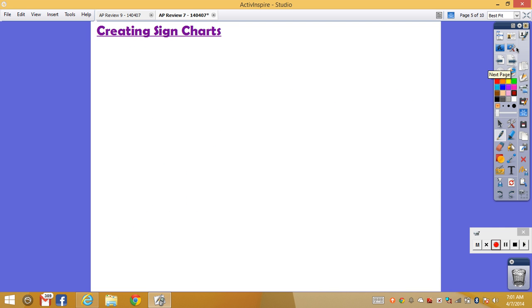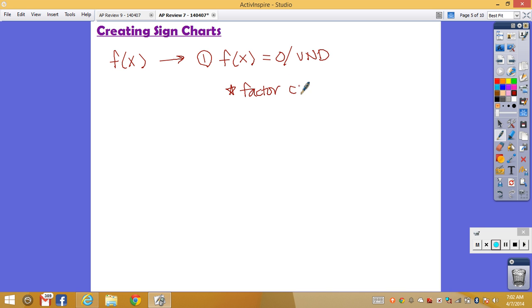And creating your sign charts, just remember, if I want to make a sign chart for f of x, the steps are find f of x equal to 0, equal to undefined. Remember in this step that you should factor completely. And you should also have common denominators.